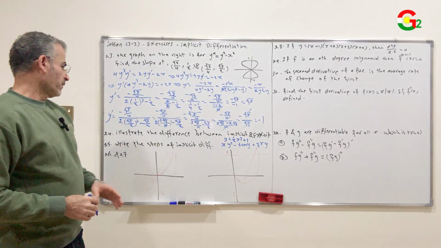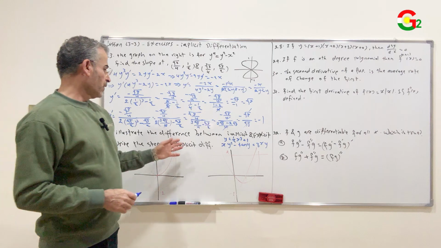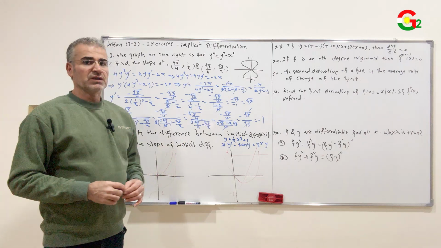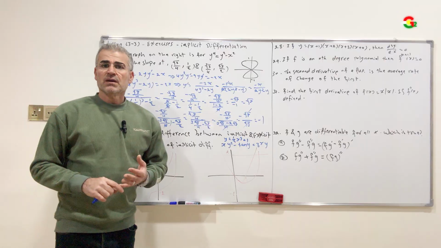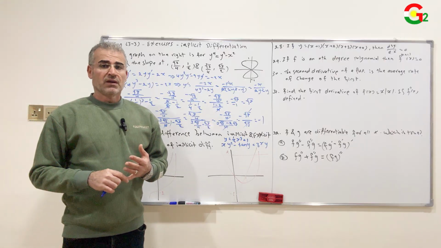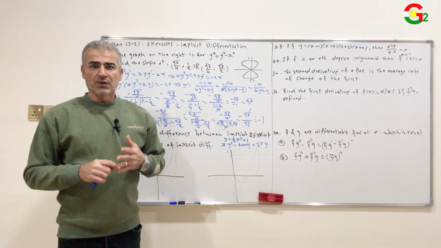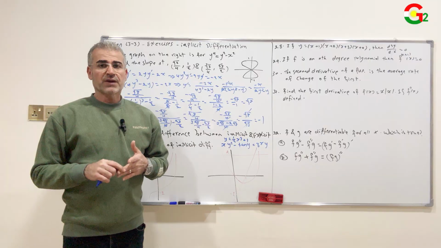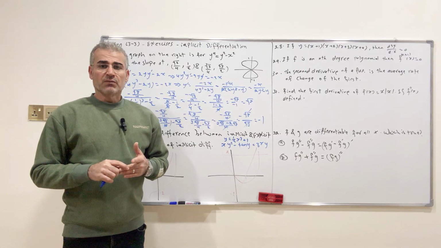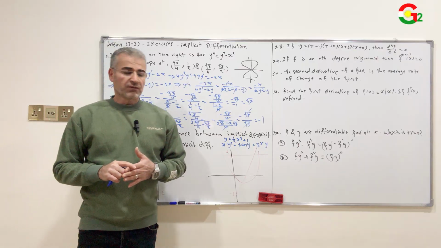Write the steps of implicit differentiation. We have 4 steps. The first step, differentiate both sides with respect to x. The second step, set the terms with y prime on one side. The third step, factorize the terms with y prime by y prime. The fourth step, solve the equation for y prime.